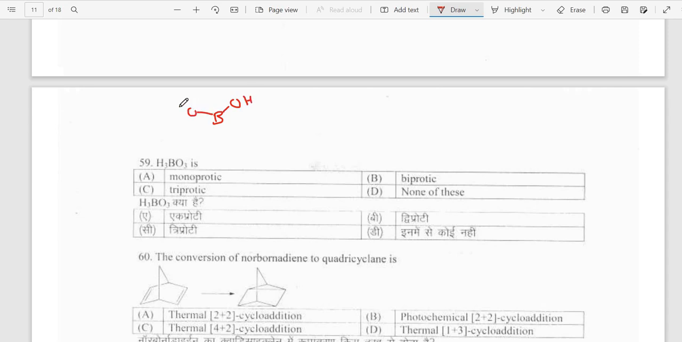B with OH, OH and OH. When it reacts with water, what happens? In boric acid, boron is the Lewis acid, so the oxygen lone pair easily attacks the boron. After attacking, boron accepts this lone pair from oxygen to form OH2 plus. The oxygen and the rest of the OH groups remain the same. I am not drawing it. So this is the OH, and this is the OH2 plus.